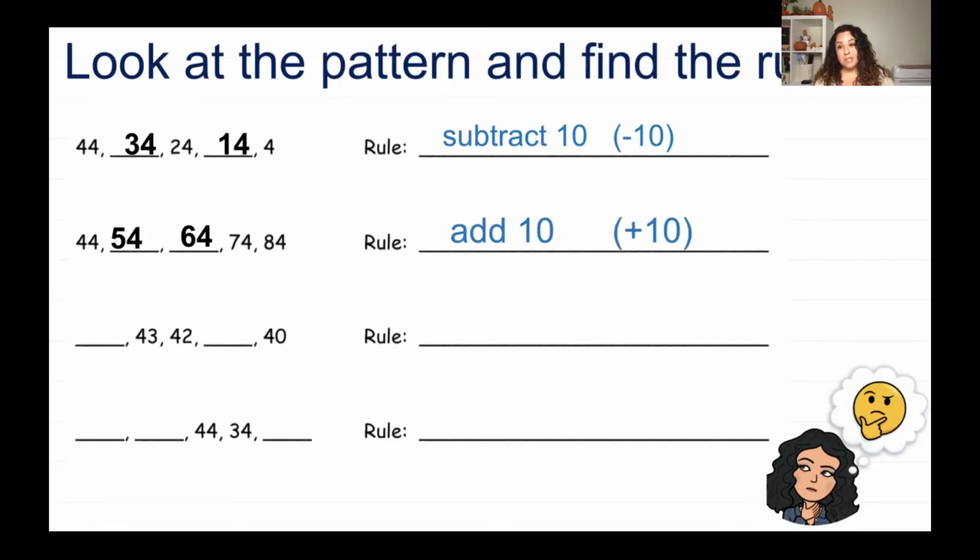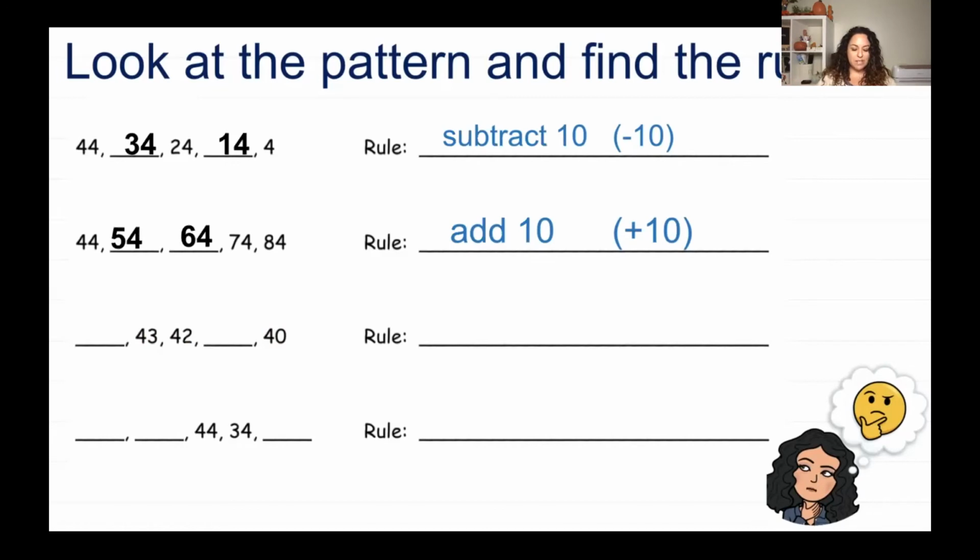Okay, the next one. I have the first number is blank. It always stinks when that first number is blank. It's so hard to figure out where to start. Let's look at the second number and see what comes next. So I have 43, 42, and then 40. Well, my numbers aren't getting too much smaller. They're getting smaller, but I'm not going down by 10. So I think I'm subtracting 1.